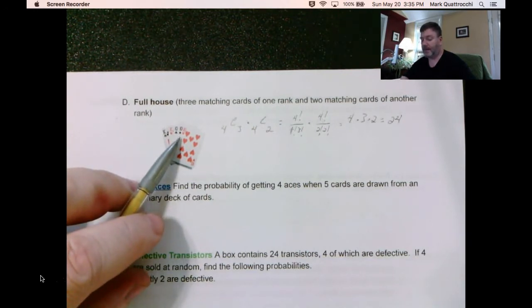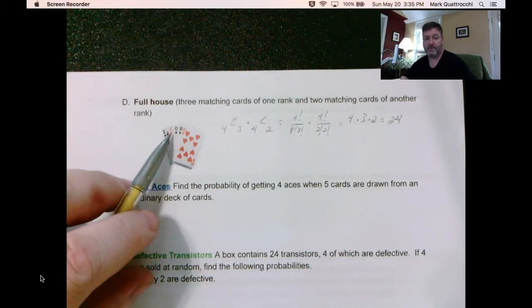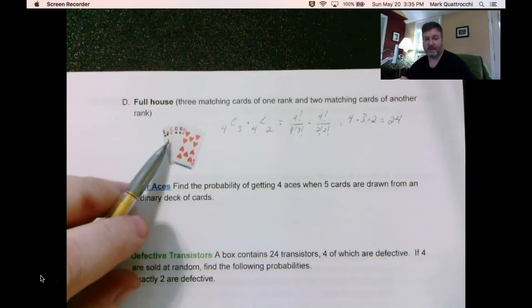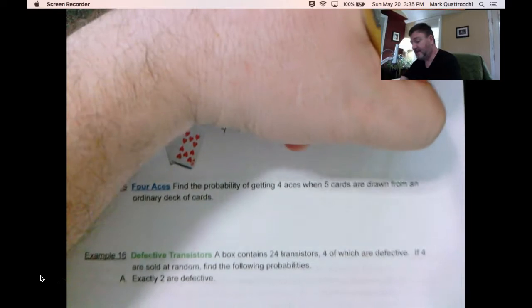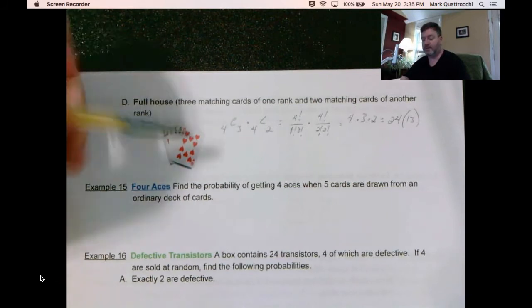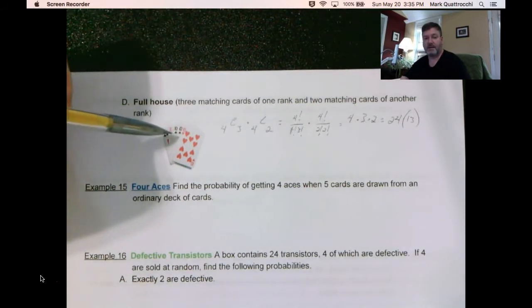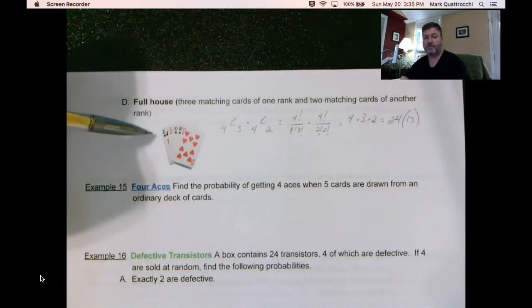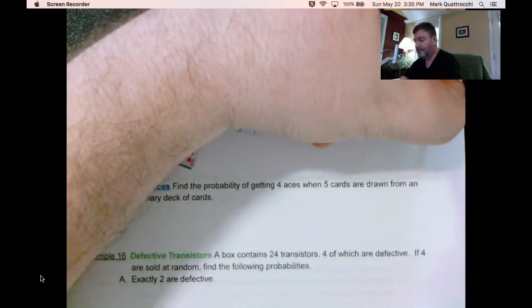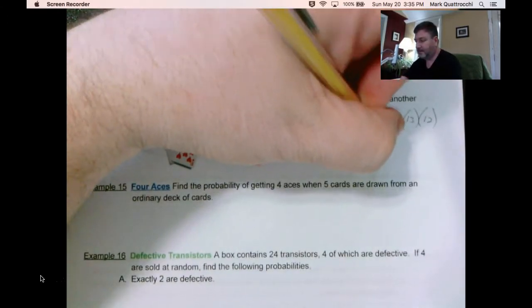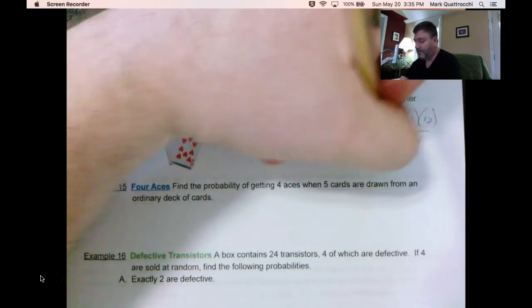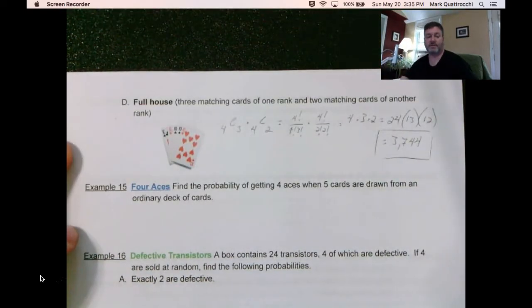Well, I didn't have to get kings and tens over kings. I could have gotten queens over jacks, or 5s over 7s. There's 13 possible 3 of a kinds. And then once I've chosen my 3 of a kinds, there's only 12 possible 2 of a kinds, because I've already chosen one of the 3 of a kinds. And when I multiply this, I get 3,744 possible full house combinations.